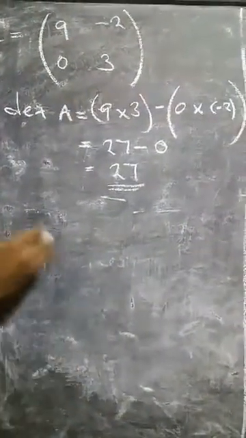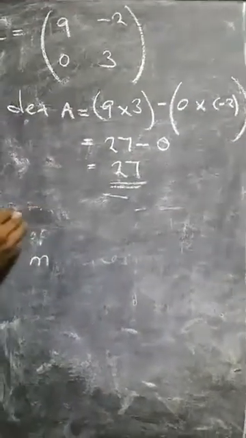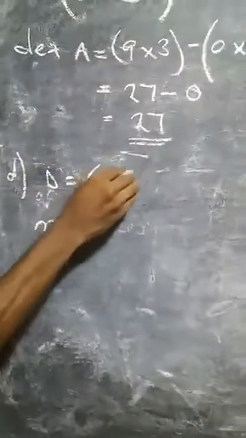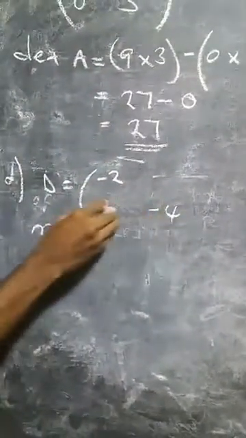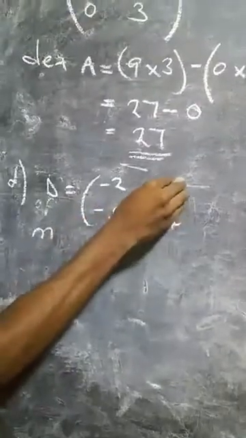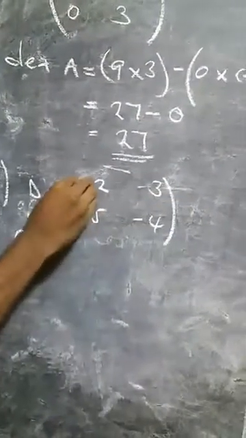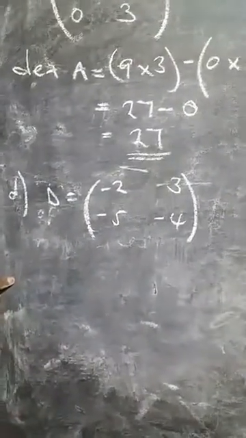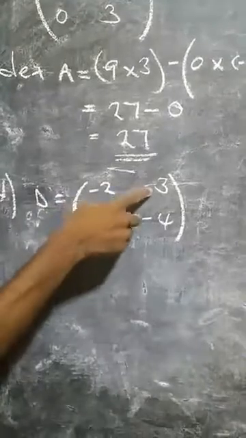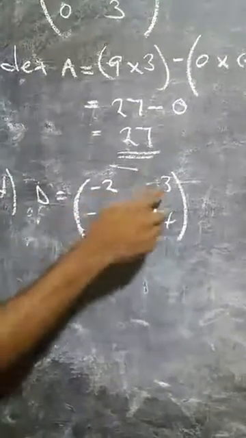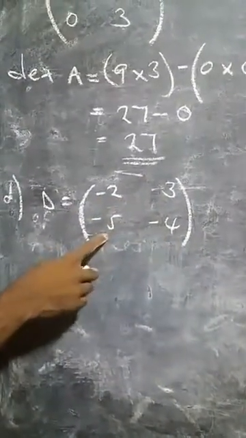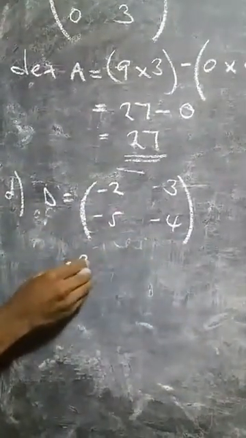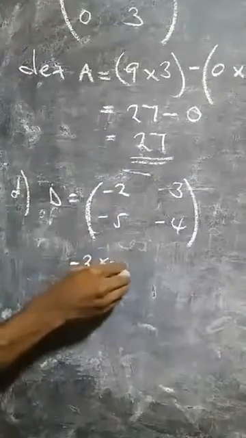Then let's look at the next one, which is of course D. D is equal to negative 2, negative 4, negative 5, and 3. So we now have negatives. Let's make this negative 2, 3, negative 4, and negative 5. So again, it's negative 2 by negative 4.